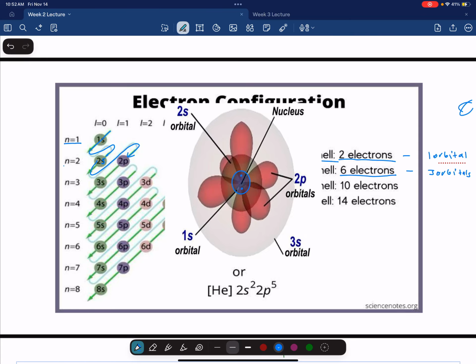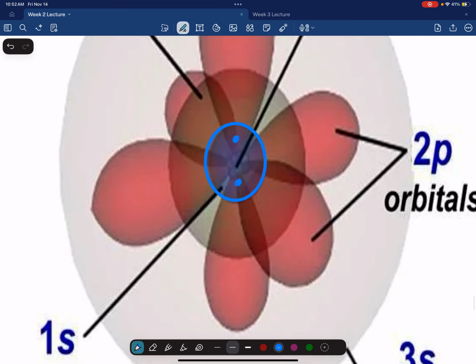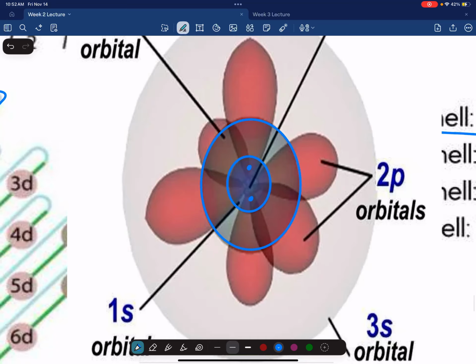Then we're going to go to our second energy level, which is going to consist of another S shell. But this time it's also going to include a P shell.